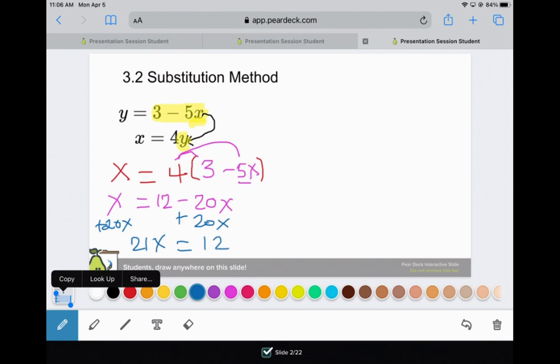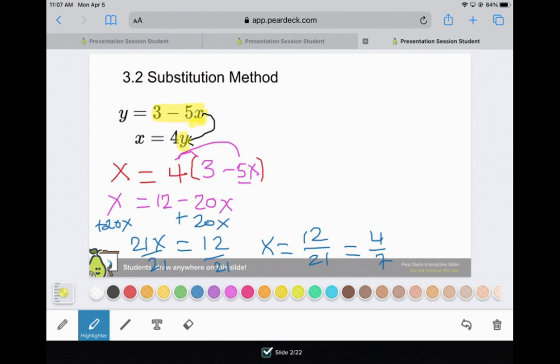Okay. Now when we solve for x, what I would do is divide by 21, and it's okay if we run into something weird. 12 over 21, or if we want to reduce this, we know they both can divide by 3, so 4 over 7. We can do that. So that is the x value.